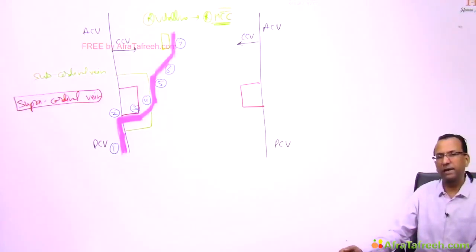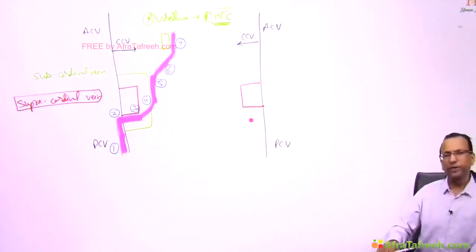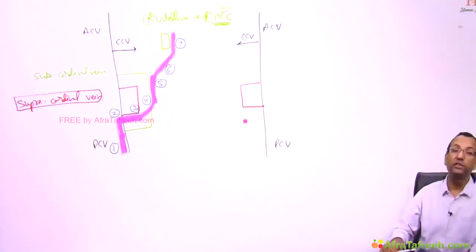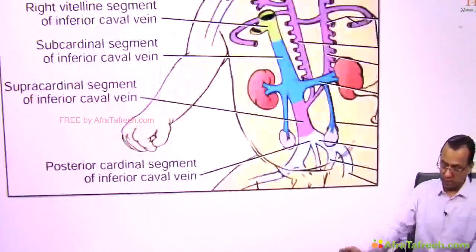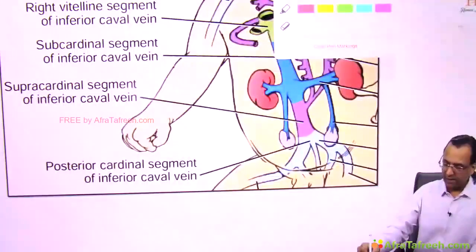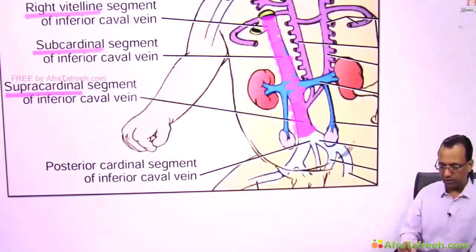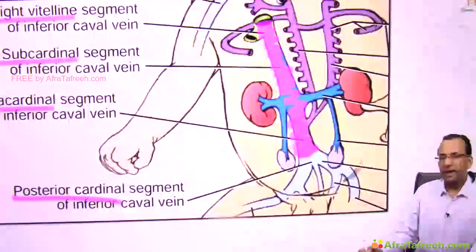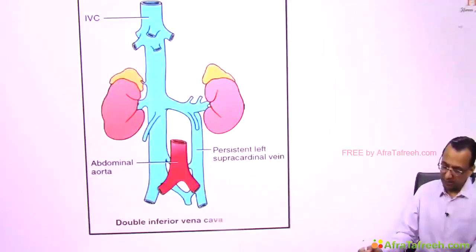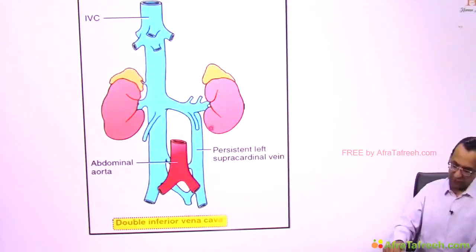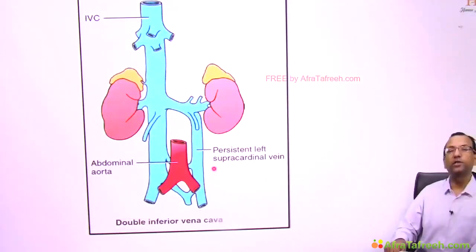What if I have it on the left side? If you have persistence of left-sided veins, then you'll have a double IVC. That is already a question, it has come. So you mean to say whatever we have discussed is all on the right side? Yes, it is on the right side, and the names of the veins were right-sided vitelline, right-sided subcardinal, right-sided supracardinal, and right-sided posterior cardinal. And what is this? This is the double IVC. Why do you have a double IVC? I told you. The left-sided veins should disappear, but somebody is persisting.